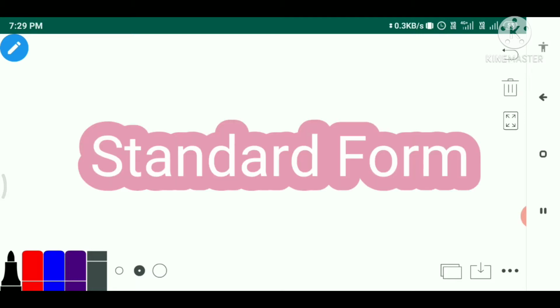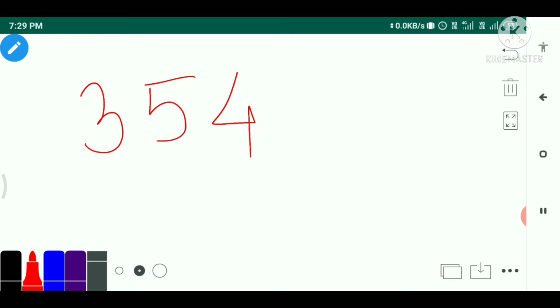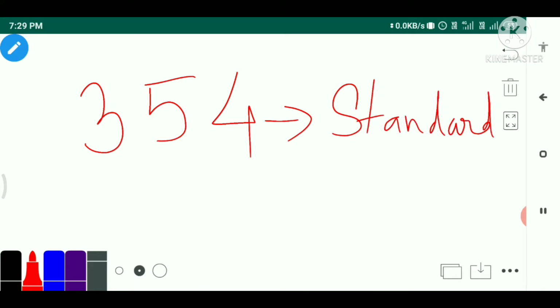Now, if I write any number like 354, this form of writing a number is called what? Standard form. But if we write a number on the basis of the place value, that will be what? Expanded form.